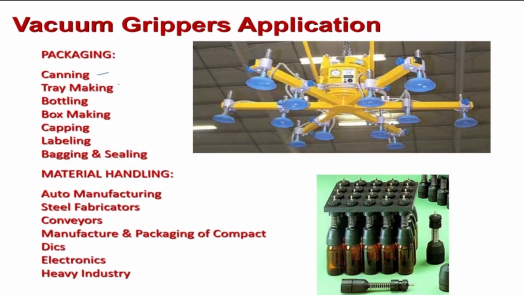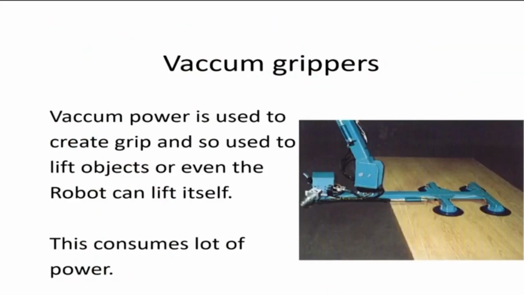So canning, tray marking, bottling, box marking, capping, labeling. Okay, so all these kinds of industries, auto manufacturing, steel, conveyors, disc, electronics, heavy industry, they use magnetic grippers. And the advantage of the magnetic gripper is that a lot of the magnetic cups can be placed in one shot on the wrist. And in one shot, you can pick up many bottles and then you can pack them.